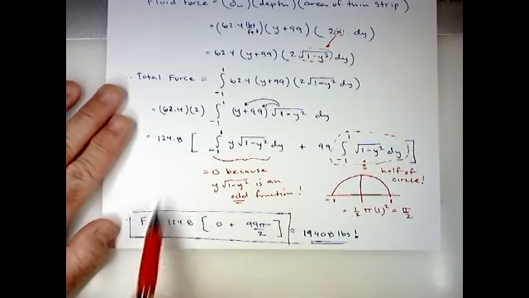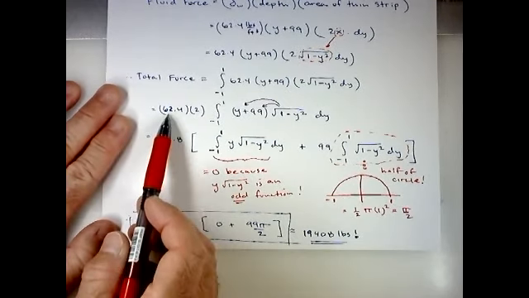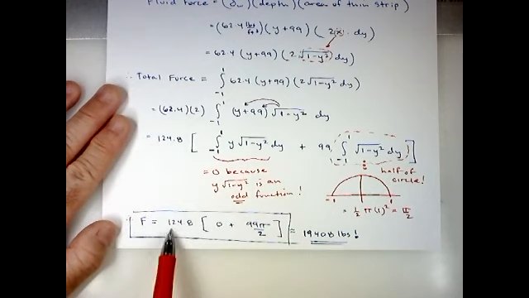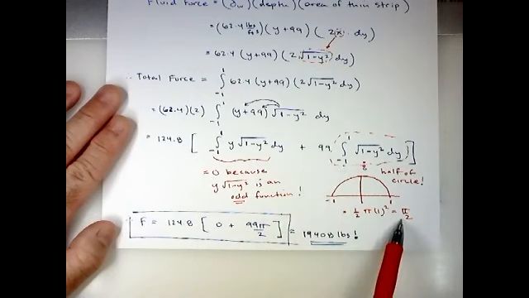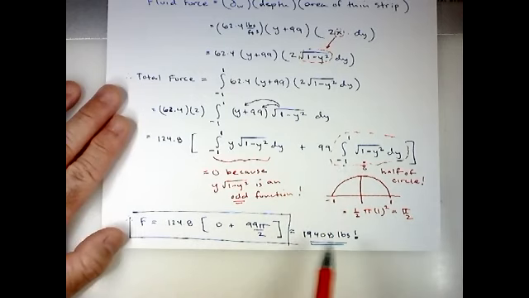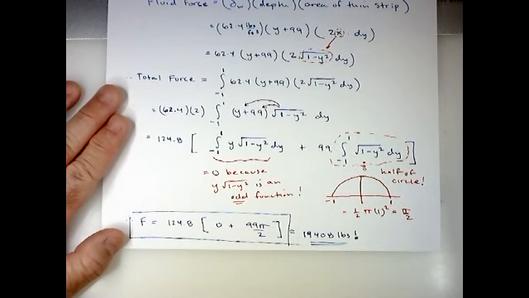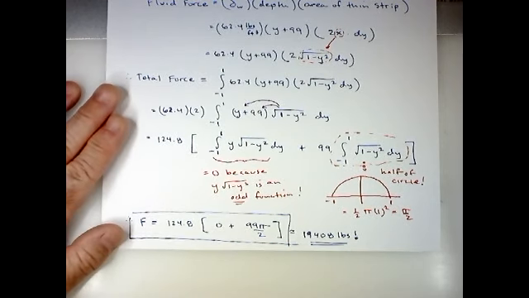If I put that all together and multiplied 62.4 times 2, got 124.8 times this one's 0. This comes out to be 99 times pi over 2. And if you plug that in a calculator, this is maybe a little shocking. Just on that one little window that had a radius of 1 foot, there is 19,408 pounds of force acting on that window. That is a strong force.